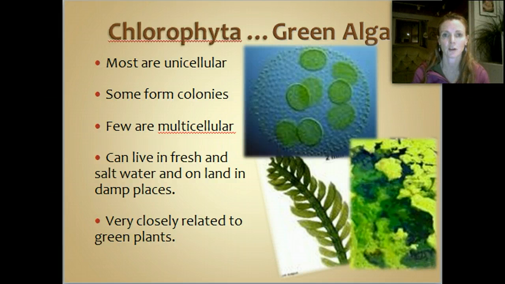Most are unicellular, so that means these green algae are just one cell. A lot of these form colonies, so you'll see green algae in colonies. A very few of them are multicellular, which is why I say most of them are unicellular. They can live in fresh and salt water, and they can also live on land and in damp places, so they're very versatile. They're very closely related to green plants. Probably because they're green. No, in general, green algae are kind of the archaic plants. They've been around for a long time, but they are very closely related to the green plants that we know of, okay?